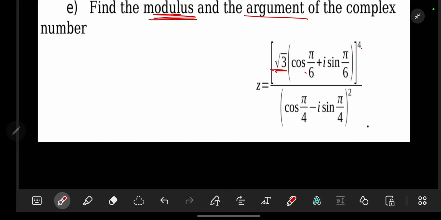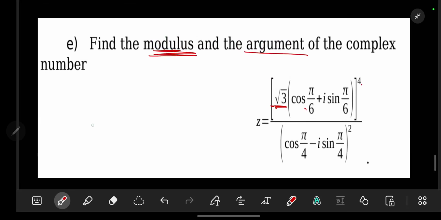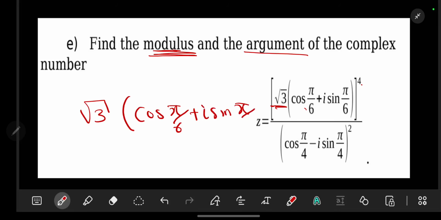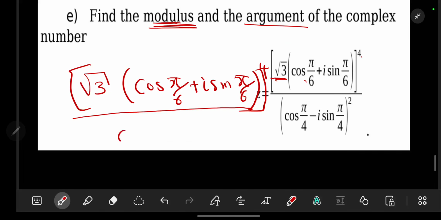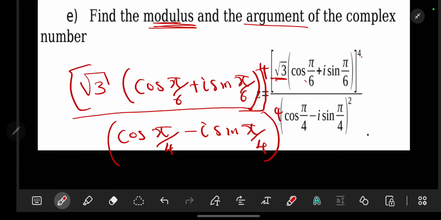Now, if we are to write this, we are going to say the square root of 3, then we have cos of pi over 6 plus i sine of pi over 6. The power is 4. This 4 is affecting everything there. Then down here we have cos of pi over 4 minus i sine of pi over 4, to the power of 4. Is it 2? We have the power 2 there.